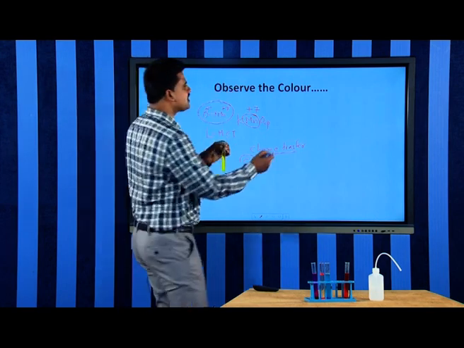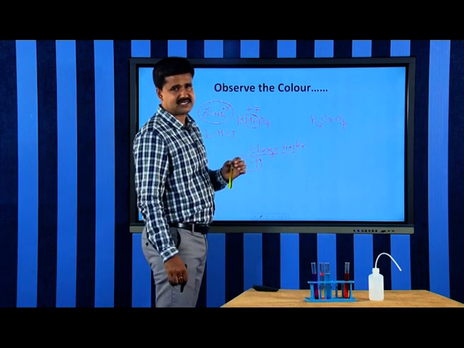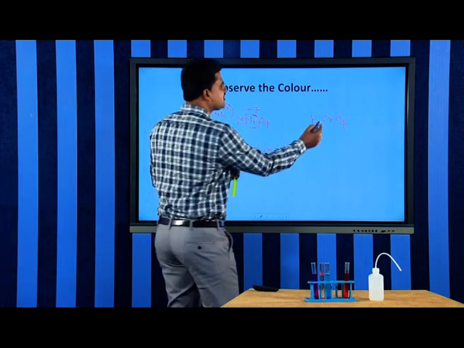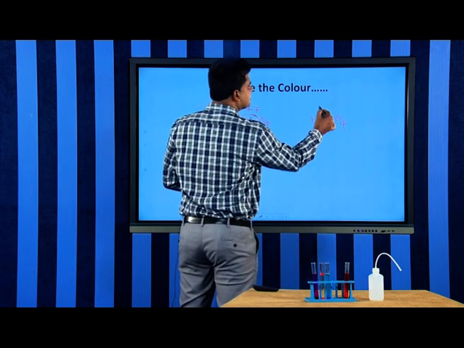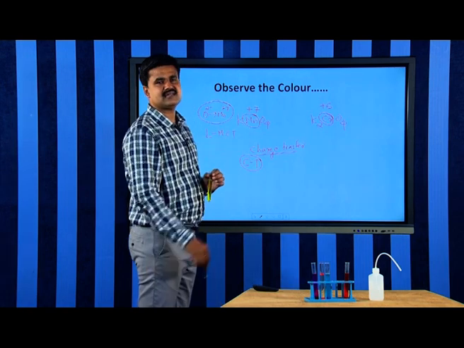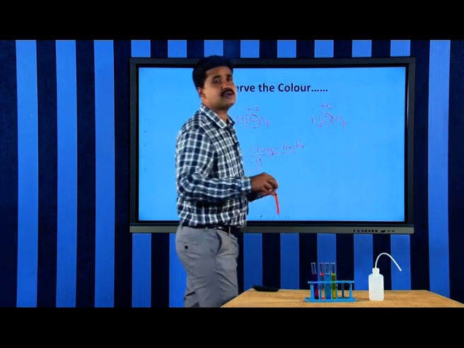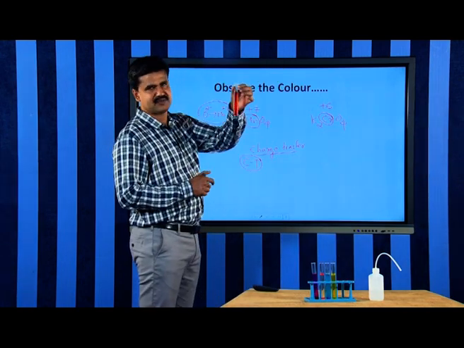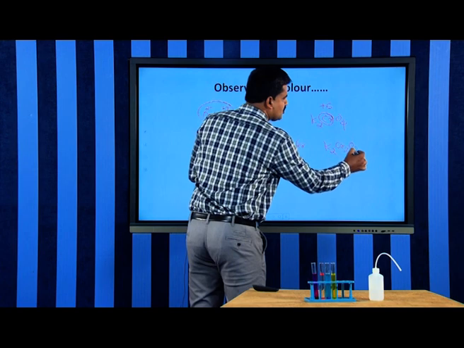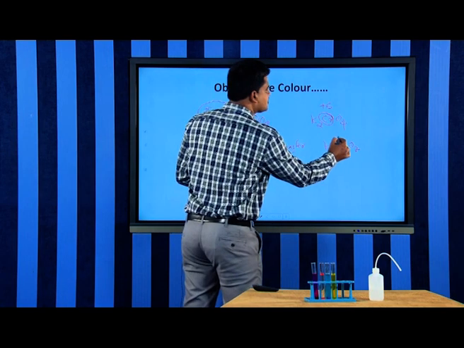This one is potassium chromate, that is K2CrO4. This yellow colored solution is shown by potassium chromate. Here the central metal is chromium, present in +6 oxidation state. Here there is also ligand to metal charge transfer transition, and I will show you another compound of chromium, that is potassium dichromate. Potassium dichromate has the molecular formula K2Cr2O7. On analyzing the oxidation state of chromium, it is also +6.